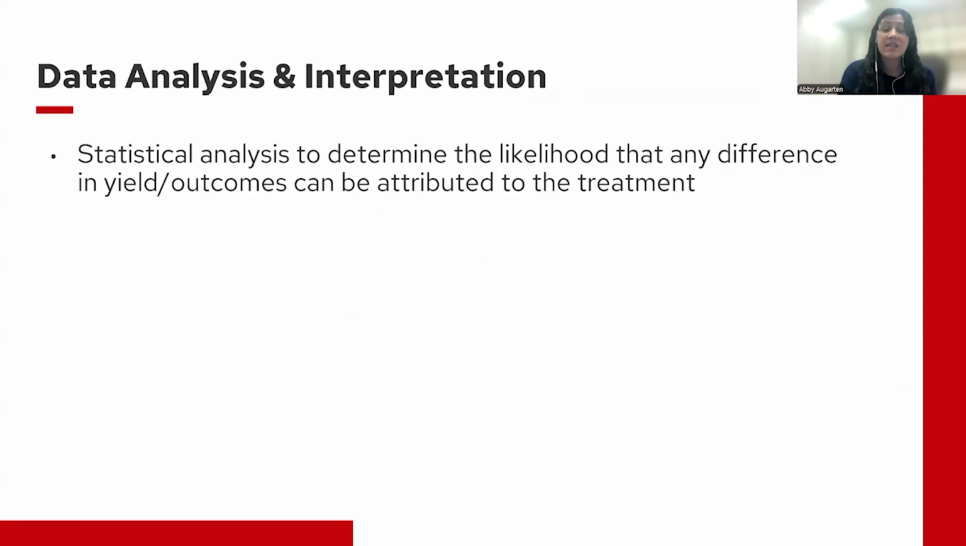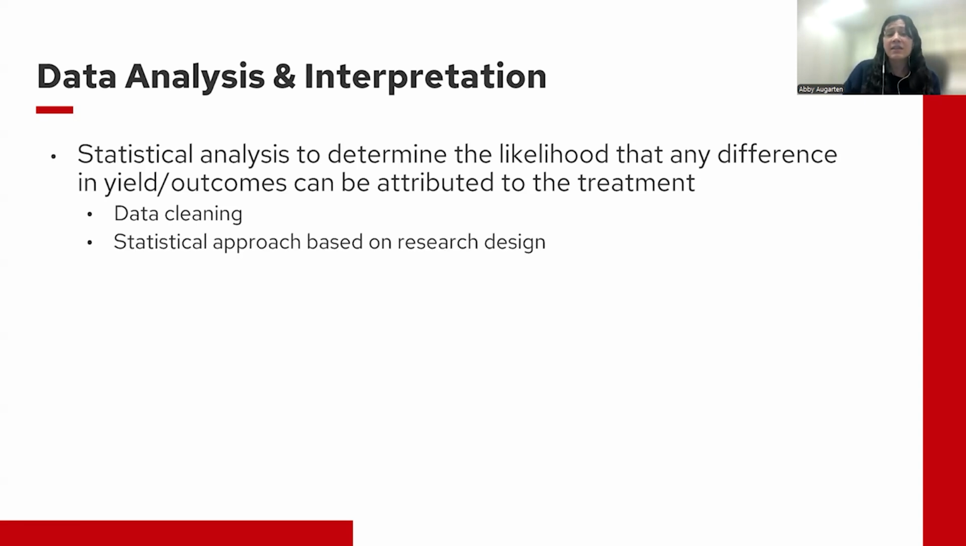Next step is data analysis and interpretation. So we do use statistical analysis to determine, right, the likelihood that any difference in yield or other outcomes can be attributed to the treatment. This entails doing some data cleaning, especially if you have any spatial data like yield monitor data. Doing some cleaning on that is going to be crucial. Next, the statistical approach is going to be based on the research design itself.